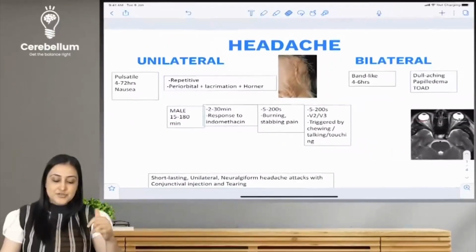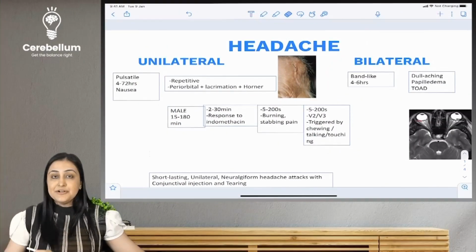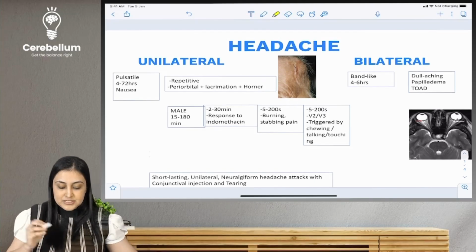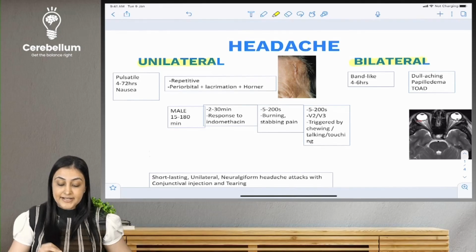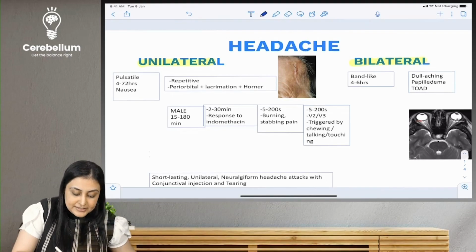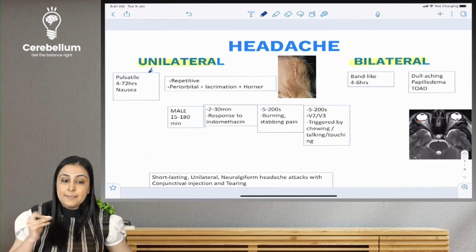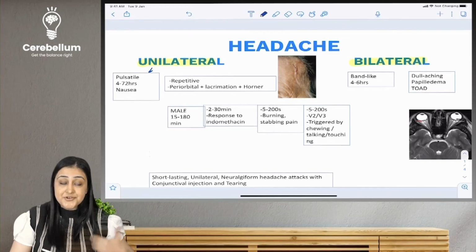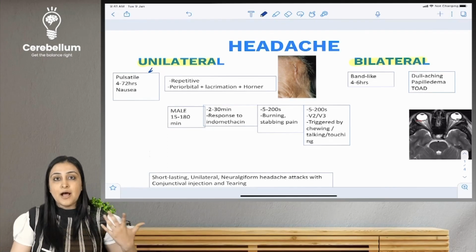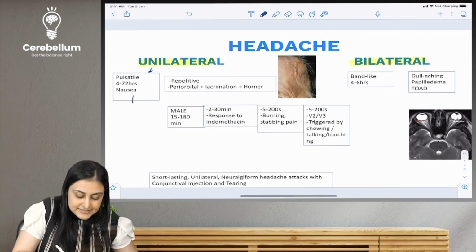So let's begin. When we're talking about headache, the approach you have to take is, first, look at what the examiner is saying. Is it a unilateral headache? Is it a bilateral headache? If it is a unilateral headache, the first thing, is it pulsatile? Timeline 4 to 72 hours, associated with nausea or an aura. In that case, the diagnosis becomes migraine.